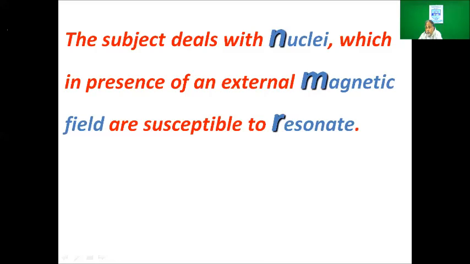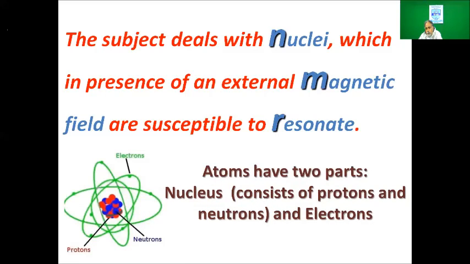Actually, for a complete and concise description of NMR, it requires a quantum mechanical approach. However, we are using a semi-classical model which also provides a rational understanding of NMR. Friends, I'm sure all of you are very familiar with the term atoms. These atoms have basically two parts: the nucleus, which consists of the proton, the positively charged species, and the neutrons, which are neutral, and the electrons, which are revolving around this nucleus.